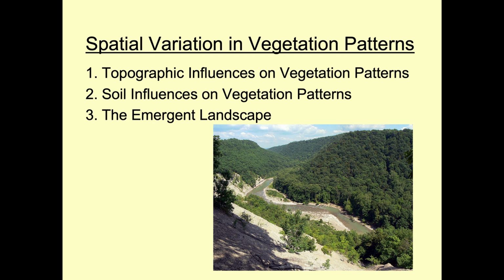Number one is we're going to focus on topography and how these topographic influences interact with these vegetation patterns. Number two is how soil influences vegetation patterns. And then number three is the emergent landscape, which is actually the integration of these interactions of topography, soils, as well as disturbances. So, what we're actually seeing in these ecosystems is a remnant of all of these influences. So, we're going to then focus on this emergent landscape.